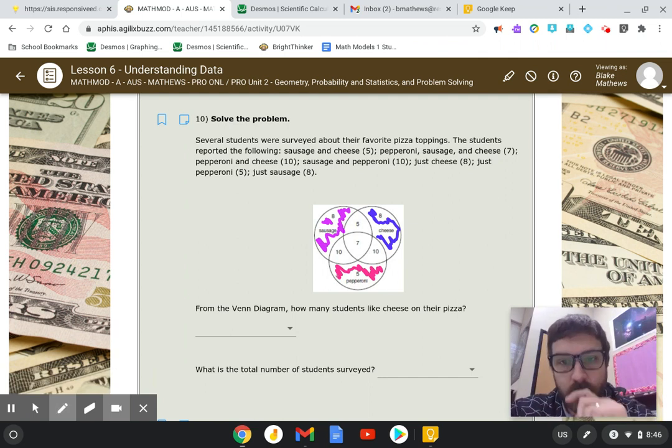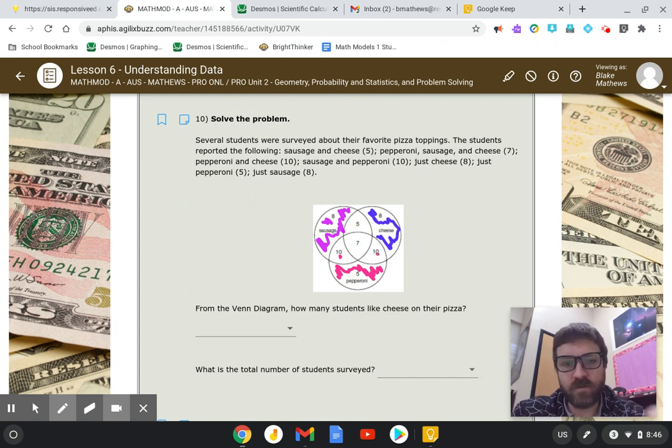So 5 people like both sausage and cheese. That does not include the 8 and 8 from the original. So 5 other people like sausage and cheese. 10 other people like pepperoni and sausage. 10 other people like cheese and pepperoni. And lastly, 7 people like all of them.